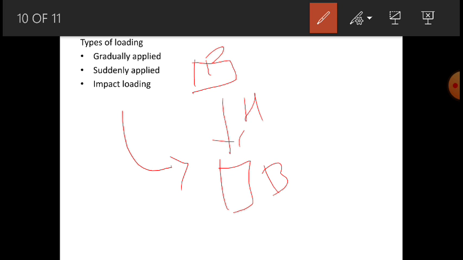Okay, the remaining part, that is temperature stresses and the problems on this, stress and strain, will be covered in the next part. Okay.